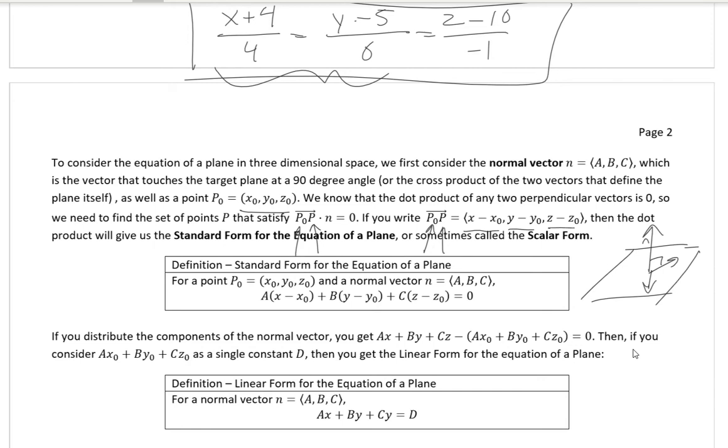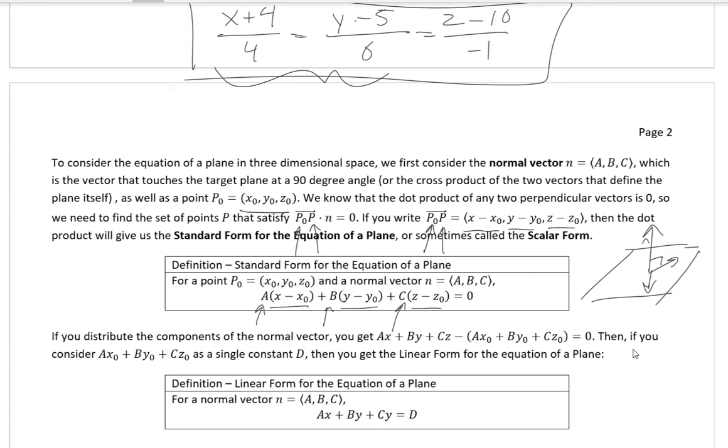And then if you dot product that with the normal vector ABC, which would multiply the components together, you get what is called the standard form for the equation of the plane, as shown below. A times x minus x0, B times y minus y0, and C times z minus z0, where A, B, and C come from the normal vector, and x0, y0, z0 are some initial point on the plane.